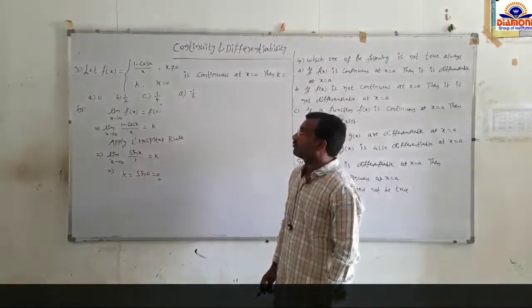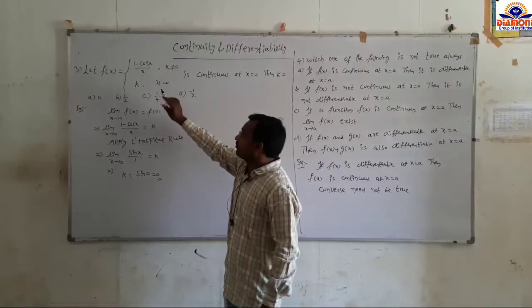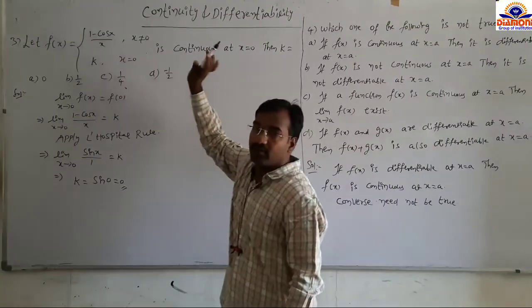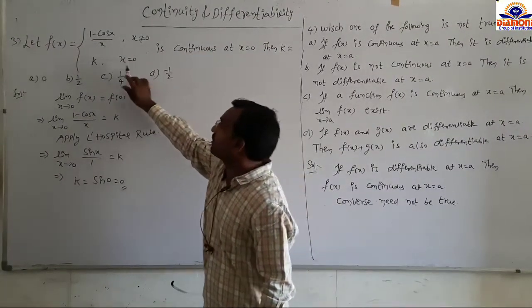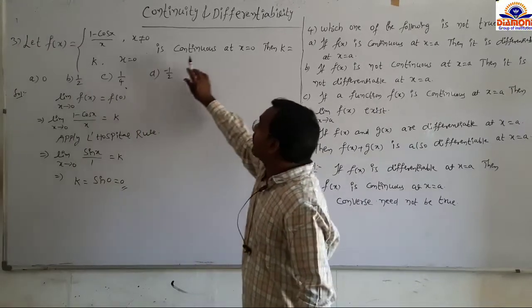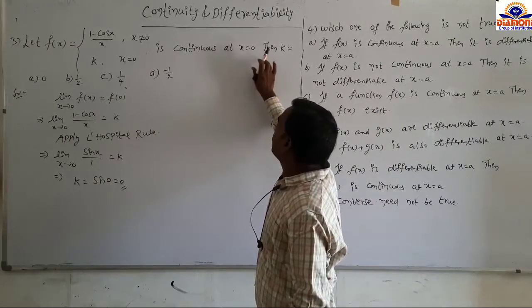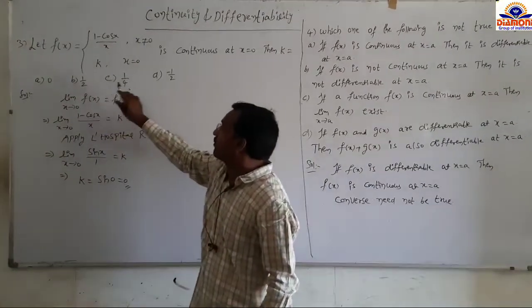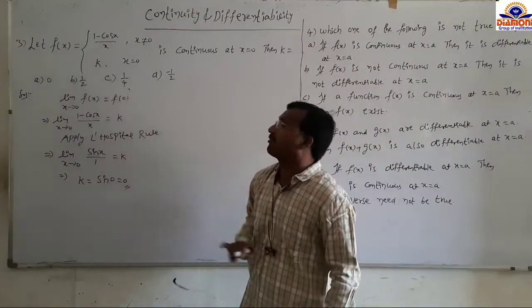Next problem. Let f of x equal to (1 minus cos x) by x if x is not equal to 0, and if x equals 0, the value is k. If f is a continuous function at x equal to 0, then k equals what? Option A 0, option B 1 by 2, option C 1 by 4, option D minus 1 by 2.